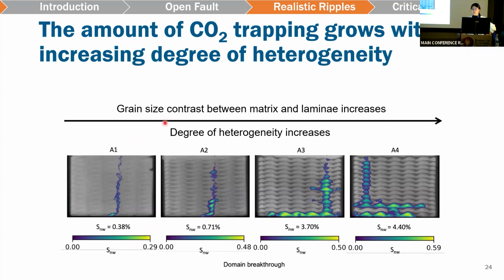So it's not just the type of heterogeneity that matters, but also the degree of heterogeneity. And here, by increasing the grain size contrast between the matrix and the laminar facies, we're able to increase the degree of heterogeneity. And we can see that for this single type of ripple heterogeneity, by increasing the degree of heterogeneity, we can see an increase in the trapped CO2 amount from 0.4% all the way to 4%, so tenfold increase.